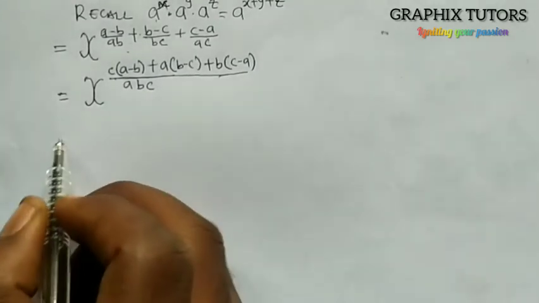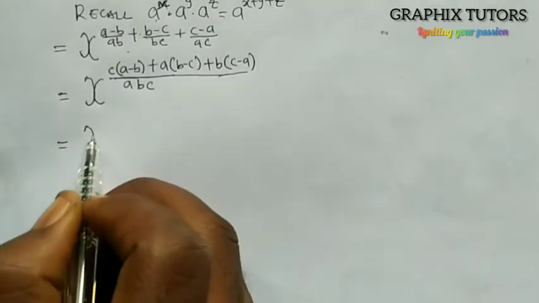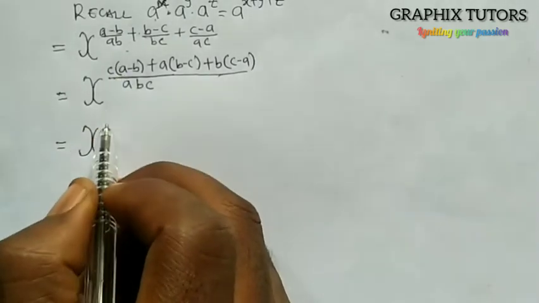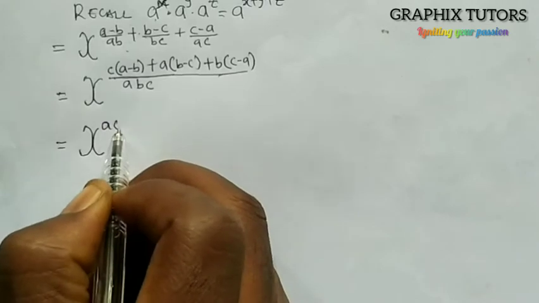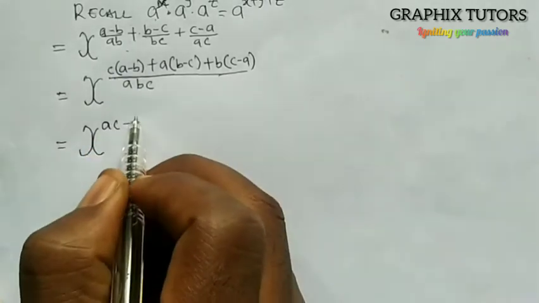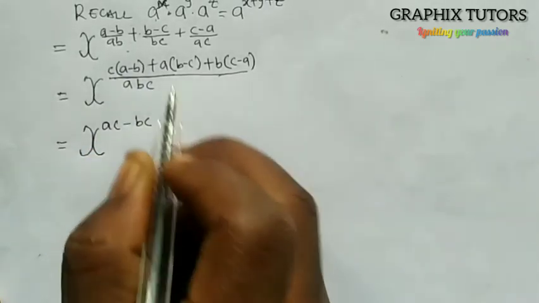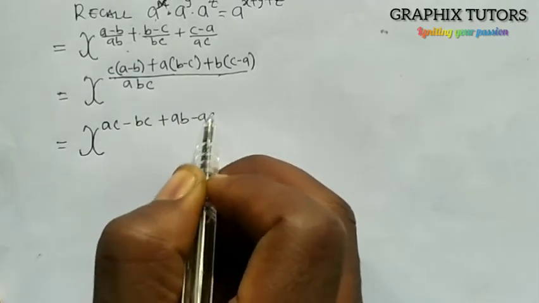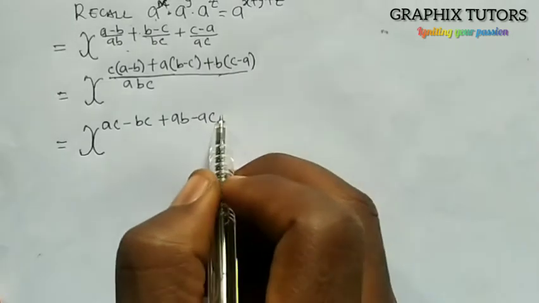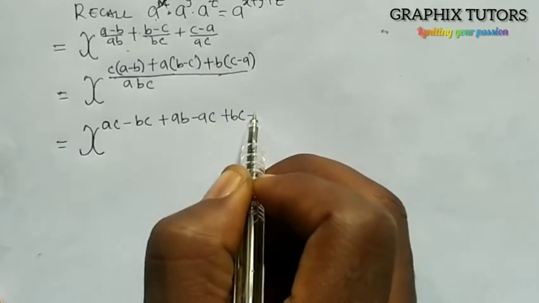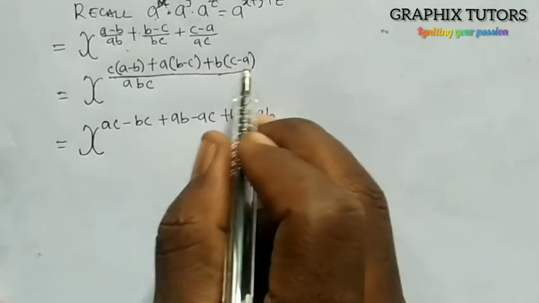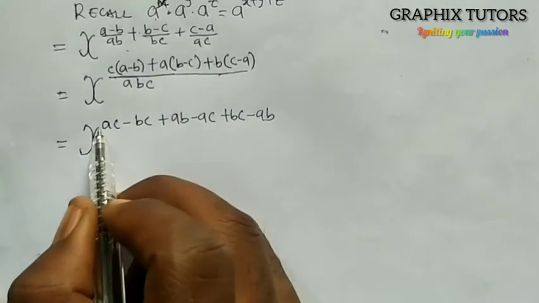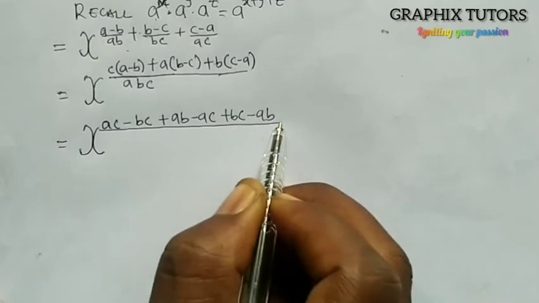This will now give me my x. C times A will give you, we open a bracket, AC minus C times B will give you BC, plus A times B will give you AB, minus AC, plus B times C will give you BC, minus AB. B times A is like saying AB or BA. Now everything all over ABC.